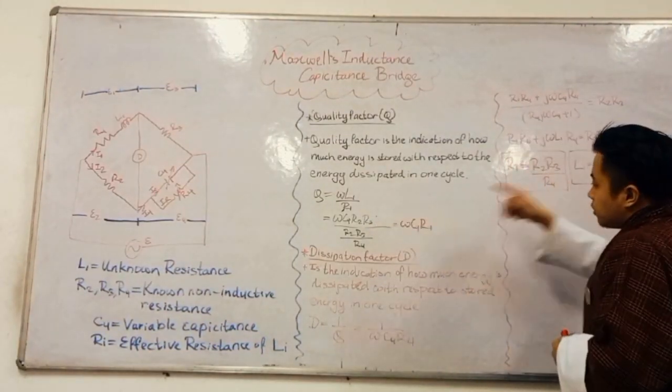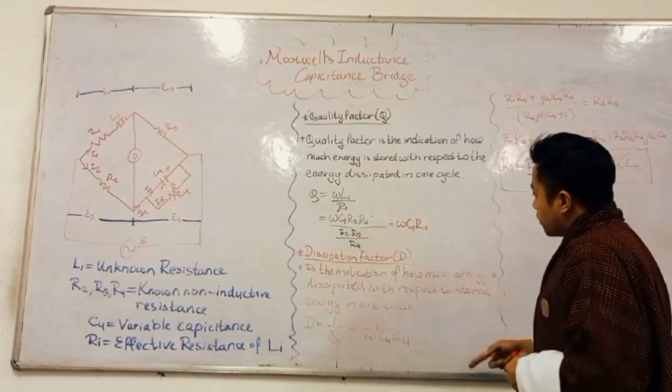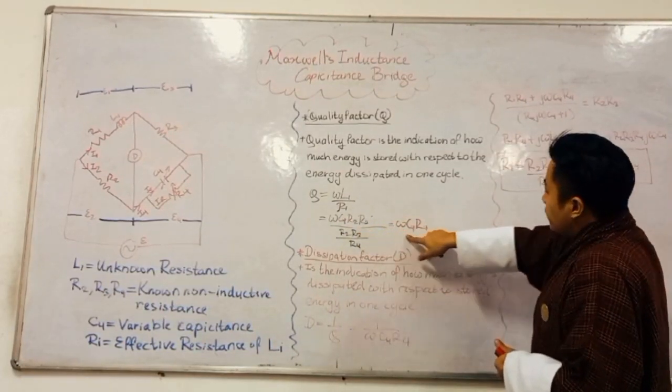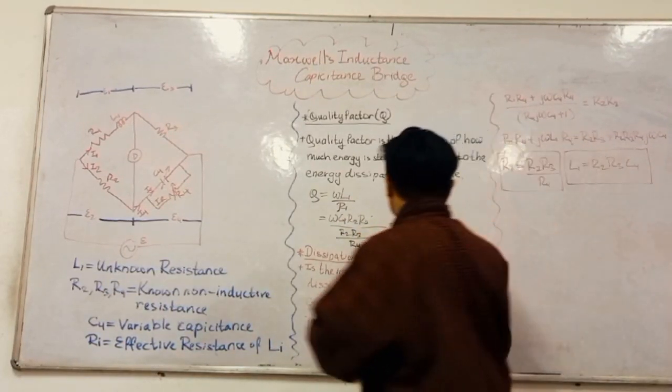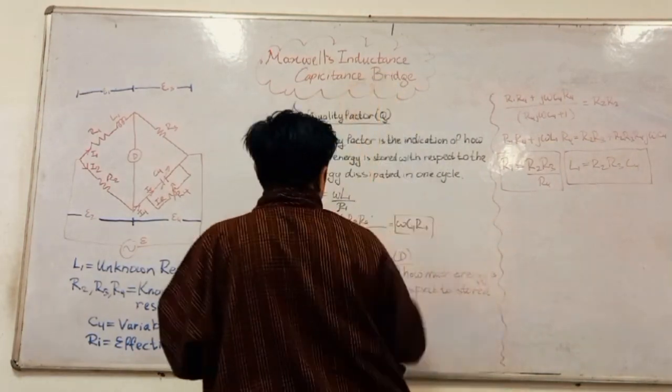So when we do the substitution, what we're left with is basically omega C4 R4. So this is the quality factor of the bridge.